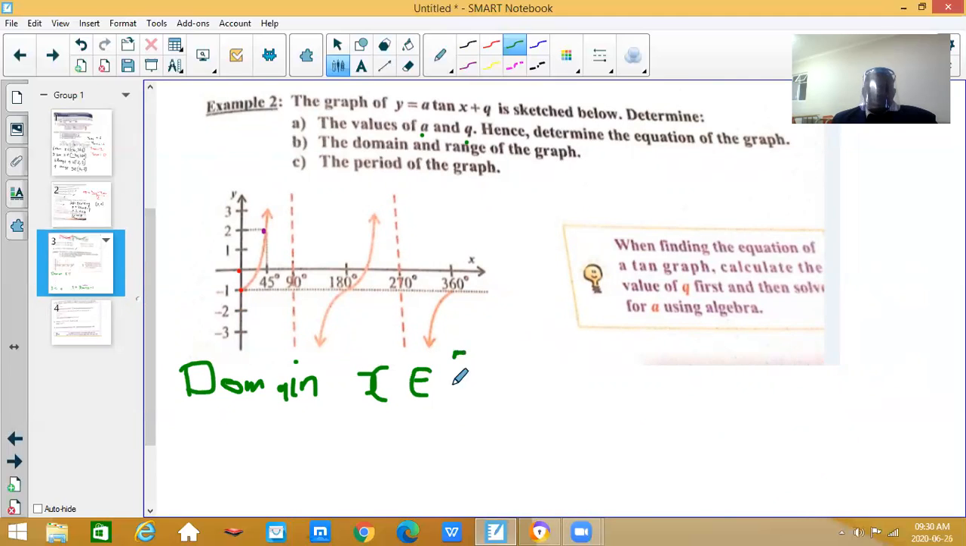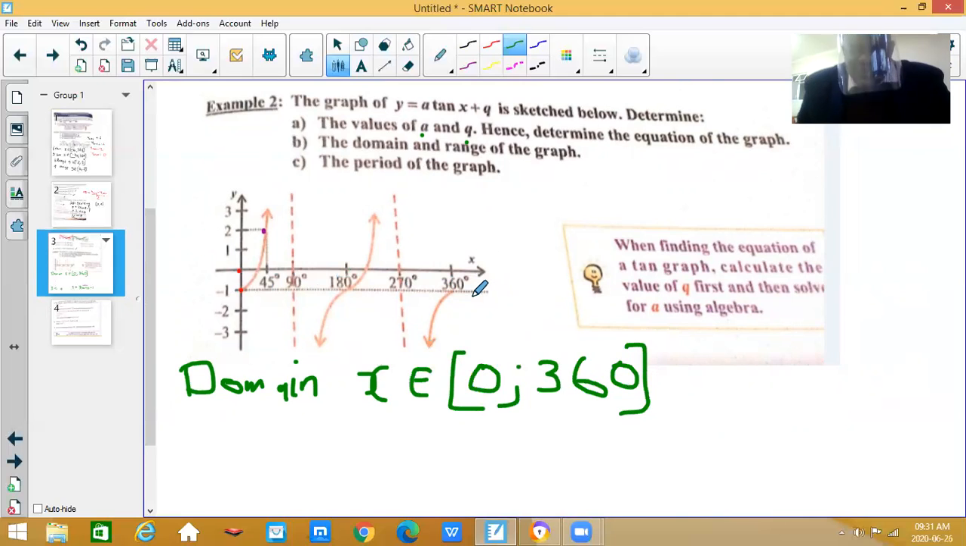Now, the values of x that we have start from 0, the ones that were given. They go up to what number? They go up to 360, starting from 0 to 360. But do we have any values that cannot be taken by x here?